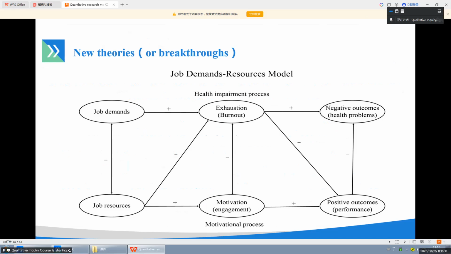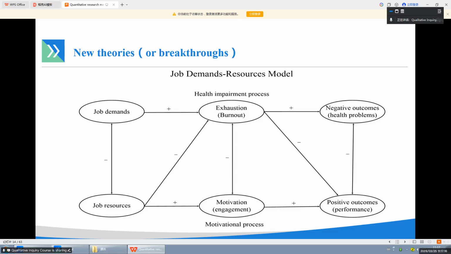Thank you. The job demands-resources model and theory: the difference between the model and theory. For example, the job demands-resources model, we also call the job demands-resources theory. Many cases they are overlapping. Some scholars call this the job demands-resources model. Some others call this the job demands-resources theory. So sometimes they are interchangeable.